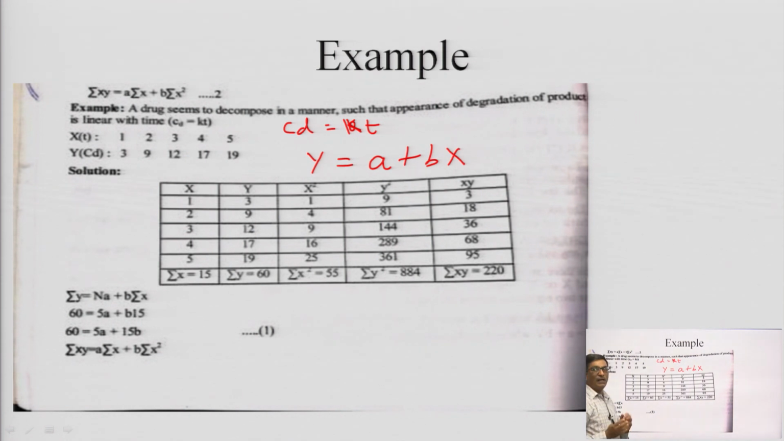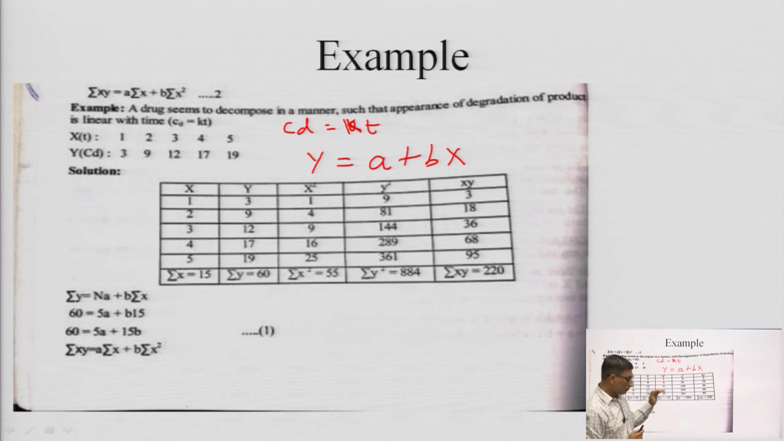Now, we find the sum of x y. To find the sum of x y, we first multiply each value of variable x with the corresponding value of variable y. 1 multiplied by 3 equal to 3, 2 multiplied by 9 equal to 18, 3 times 12 is 36, 4 times 17 is 68, and 5 times 19 is 95. Now, we add these terms and find the total, and this will be equal to summation x y.